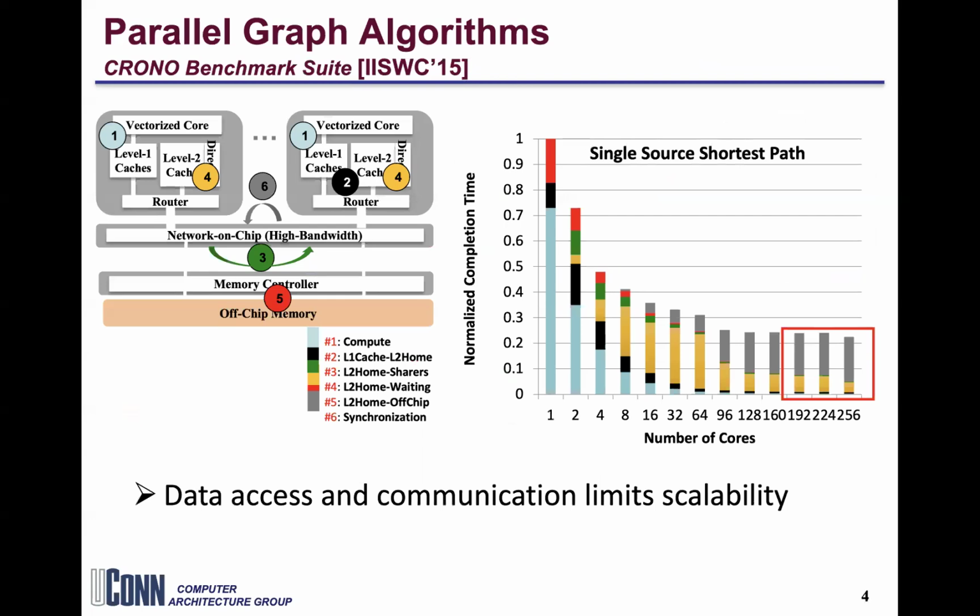About 10, 12 years ago, we built a graph processing benchmark suite, which started characterizing these graph problems that were emerging. Parallel hardware was taking shape. We were starting to see more than 10 cores, 20, 30, 50, 100 cores type of settings. So we built a simulation environment where we evaluated a bunch of traditional graph problems. And what we found was that the data access and the communication is the key limiter in scaling graph problems.